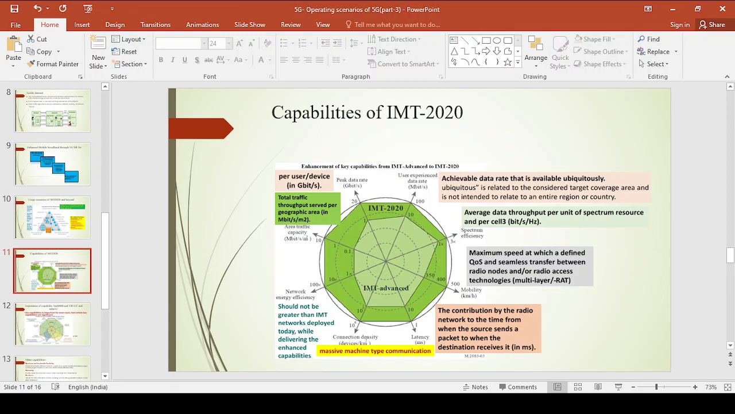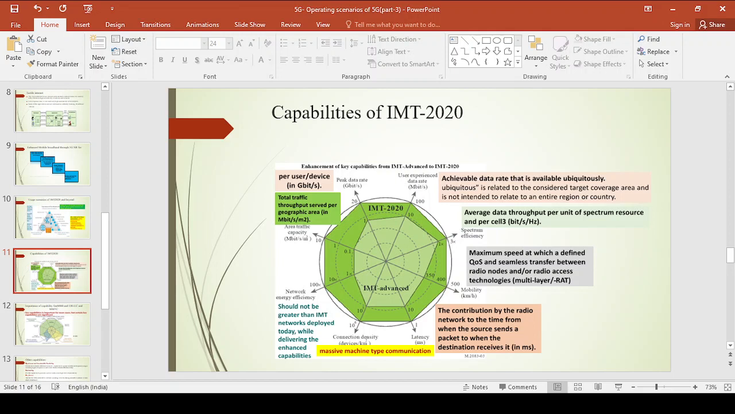Now the peak data rate, nothing but per user per device. This value is 1 for your IMT advanced and 20 for your 5th generation system. And next we have user experience data rate, in megabits per second, nothing but the achievable data rate that is available. This value is 10 for your IMT advanced and it is 100 for your 5th generation.